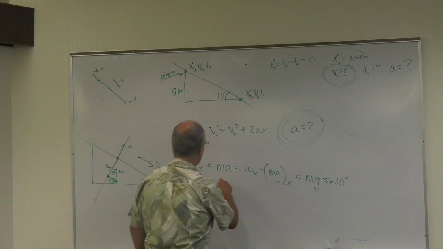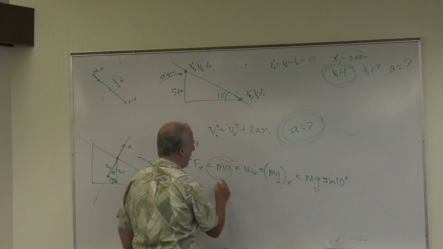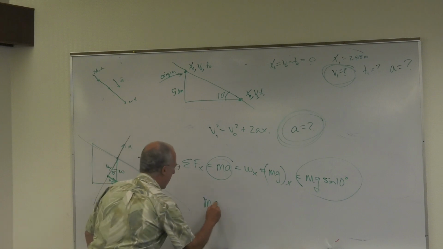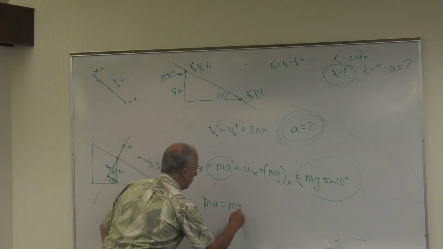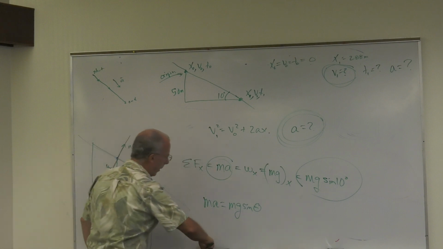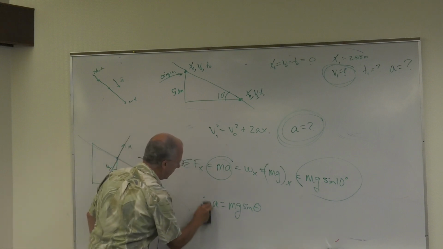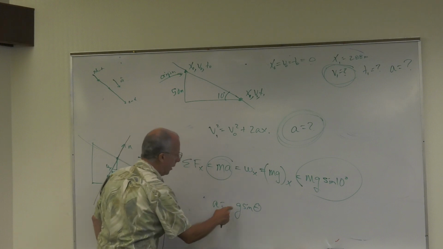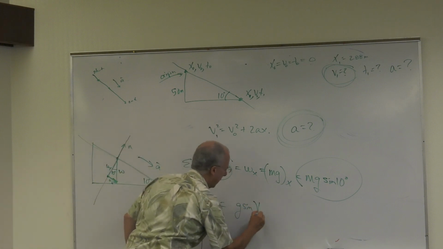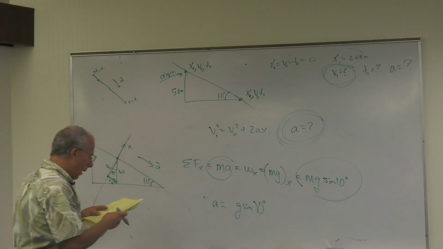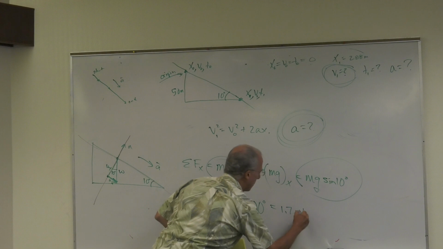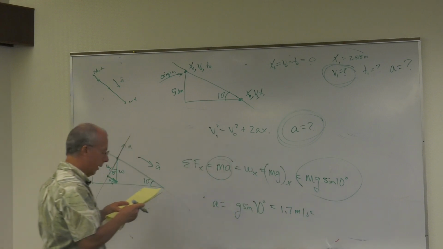Okay, there it is. So we have ma equals mg sine theta. So let's write it down. ma equals mg sine theta. We're going to solve for a. Divide out the m's. And we have a equals g sine theta, or 10, sorry, sine 10. All right. And then plug it in, you get 1.7 meters per second squared.